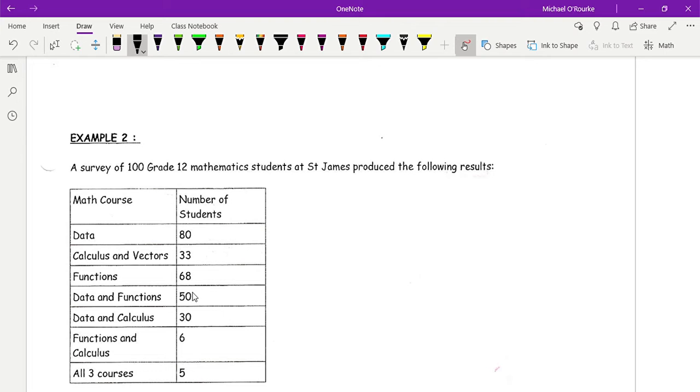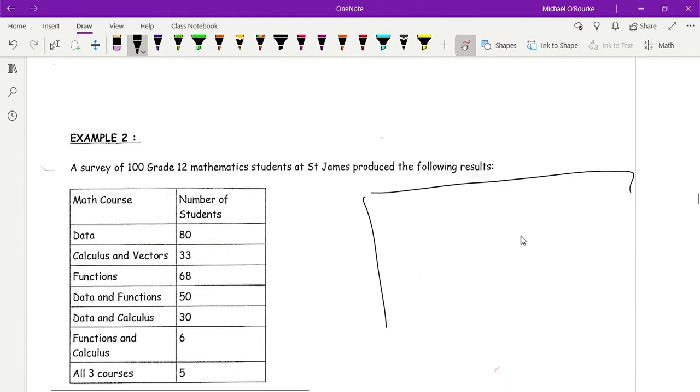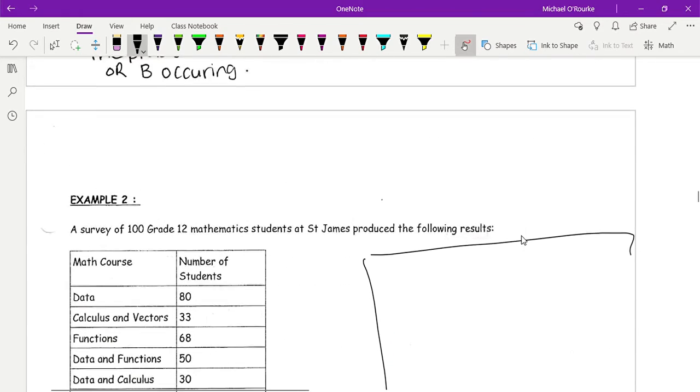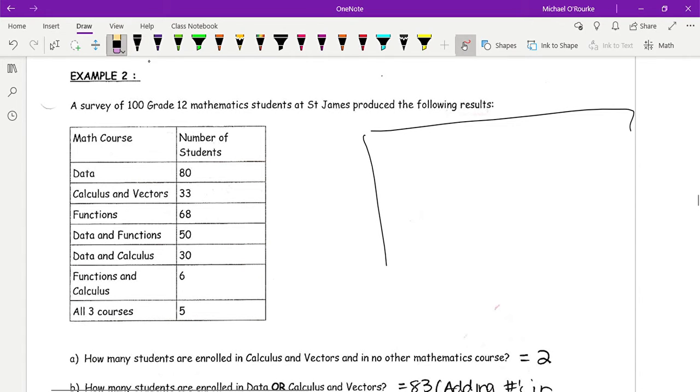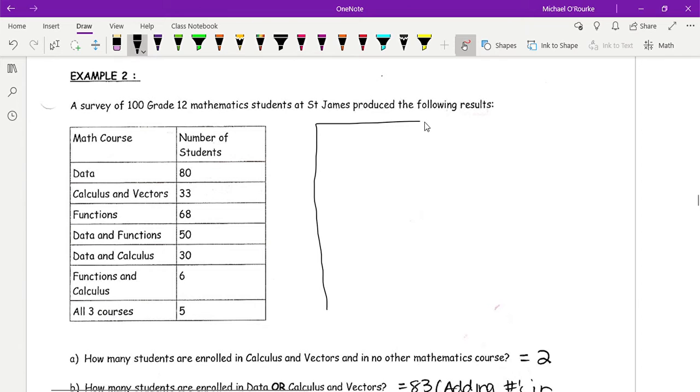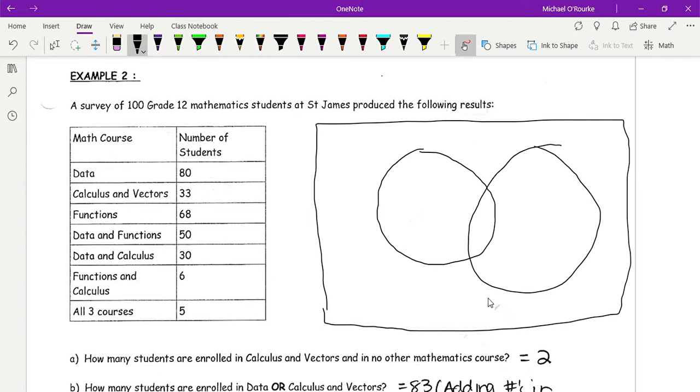Before we start, I want you to make the Venn diagram. Put it down here, but don't look there. I need a solution. There's a lot of space for it, but I'll do it up here as well to help guide you through. Is this a three-part Venn diagram? Correct. Data, calculus, functions.